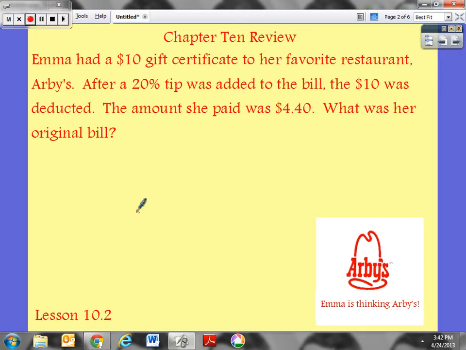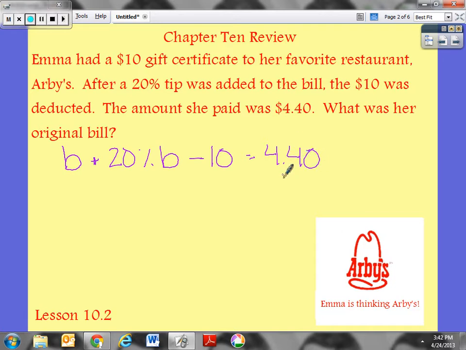I am looking for the original bill, and whatever it is, she took the bill and added to that 20% of the bill. She gave a tip. I don't know who gives tips at Arby's, but I guess Emma does. 20% of the bill, 20% of B. Now we're going to take $10 away because she had the gift certificate, and altogether that's going to equal $4.40. So I have my equation.